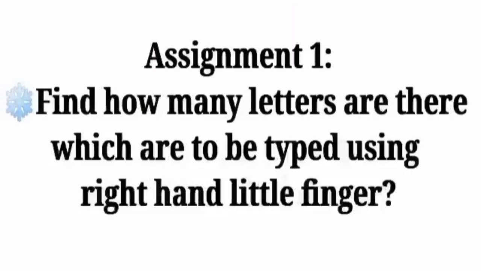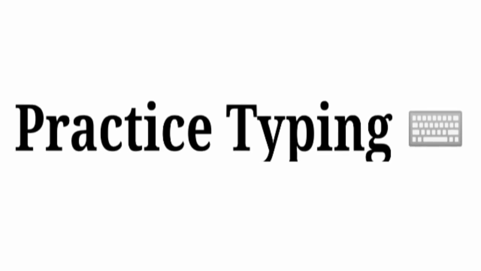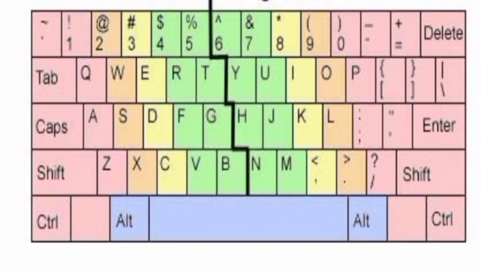Okay, is it clear? So examine each of the keys and their corresponding fingers. Now your first assignment is here. Find how many letters are to be typed using the right hand little finger. You can list them down in your notebook. You can see that your little finger is not that little. To type quickly and accurately is a skill one has to acquire through practice, isn't it? So you have to practice typing if you have a computer, or else you can make use of your smartphone's keyboard itself. Okay, did you try it?